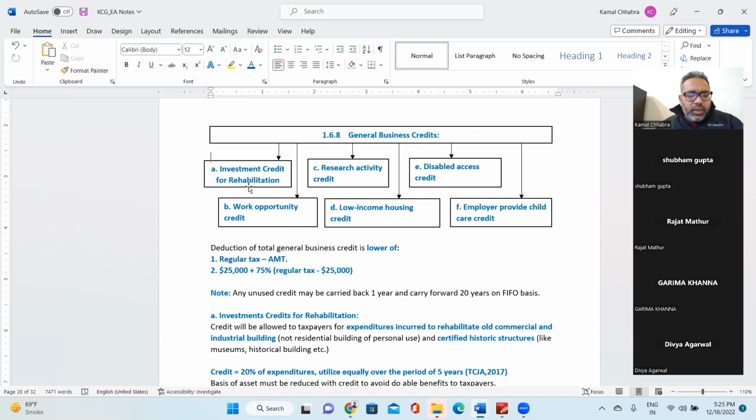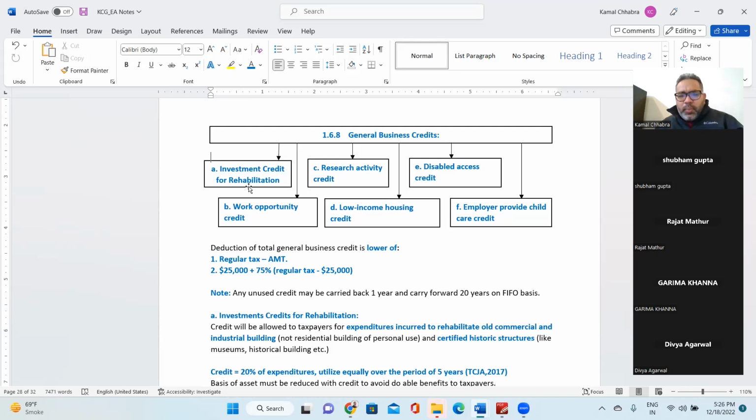This is for investment we make as an employer for disabled people. Like in the US, I know Shubham, you were there, so you might have seen that in almost all shops or offices, there are separate parking lots for disabled people, right? You might have seen the separate entry and exit for disabled people, right? All those expenditures that a company makes, they get a certain tax credit for helping disabled people, right? We'll be discussing more in detail.